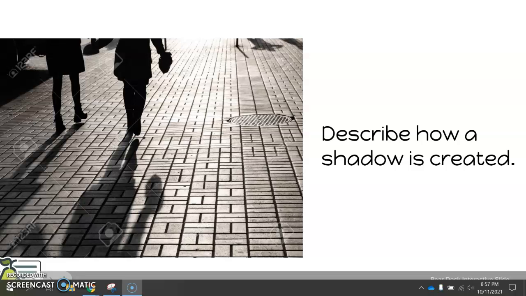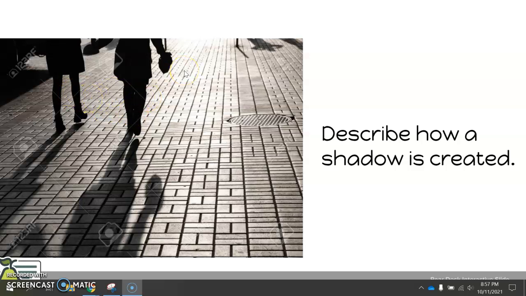So today in class, we're going to be learning about shadows, and more specifically, how shadows are formed. Obviously, in this picture, we have a couple of shadows being cast here, and you have to think about what's happening in this situation. We obviously have a light source, probably the sun, off in the distance down here. We have two people walking down the sidewalk, and we have their shadows going behind them. So the shadows are cast by their bodies.